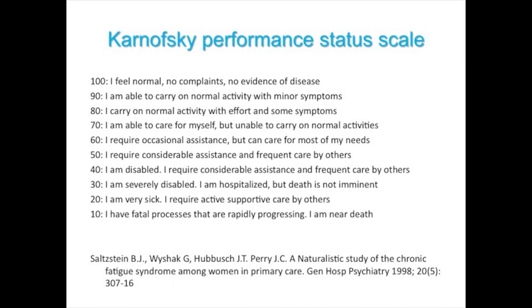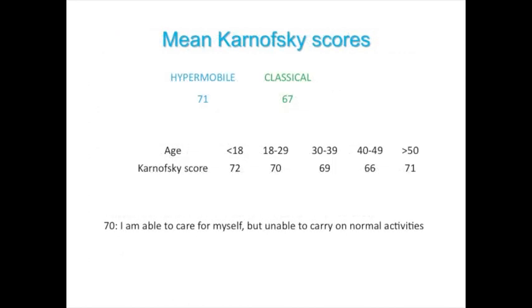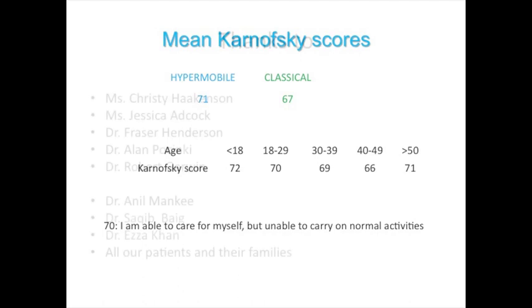This is a 100-point scale, by tens, starting with "I have fatal processes that are rapidly progressing and I am near death," to "I feel normal, no complaints, no evidence of disease." And in our population, the mean Karnofsky score was 70, which people describe as "I am able to care for myself, but unable to carry on normal activities."